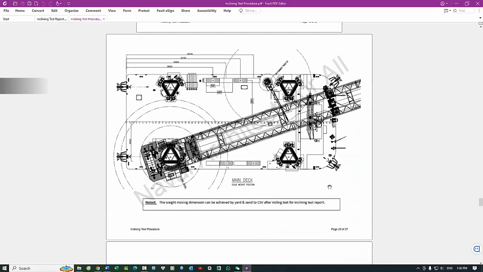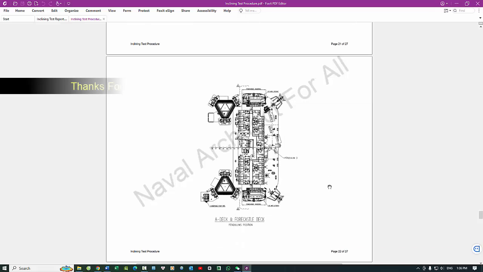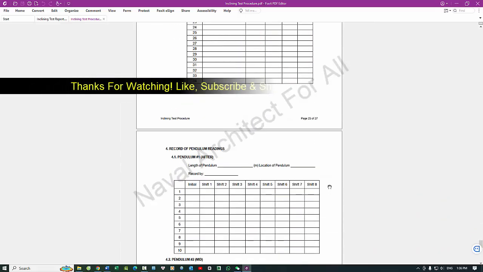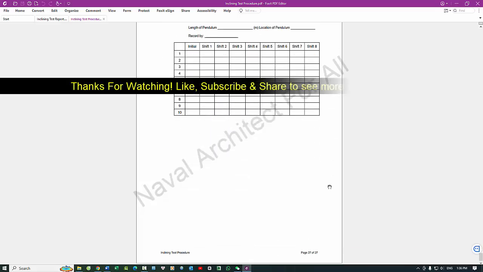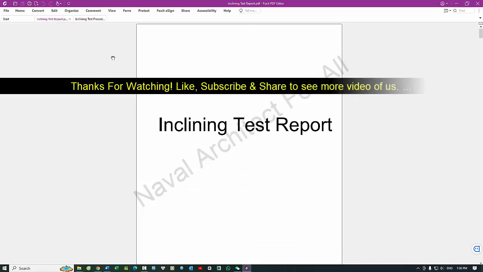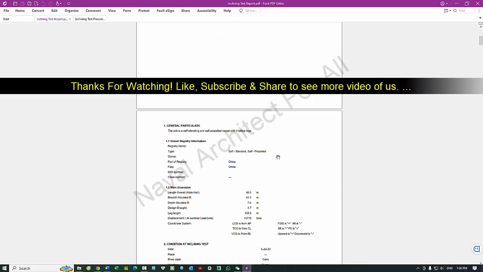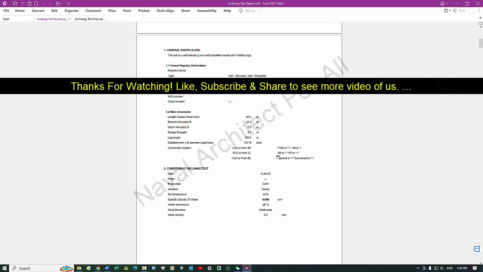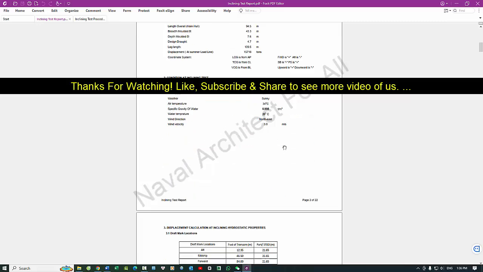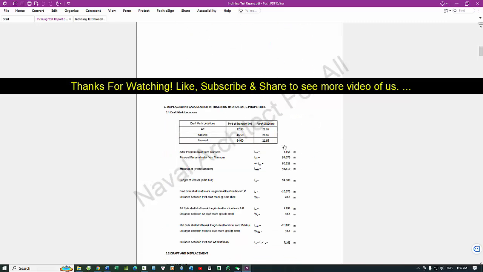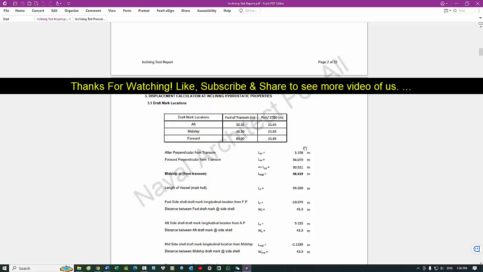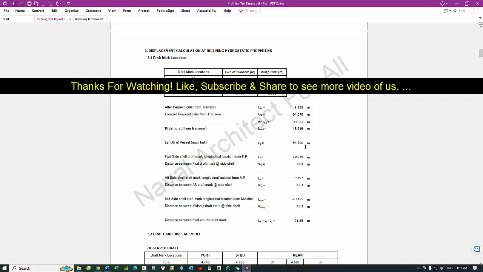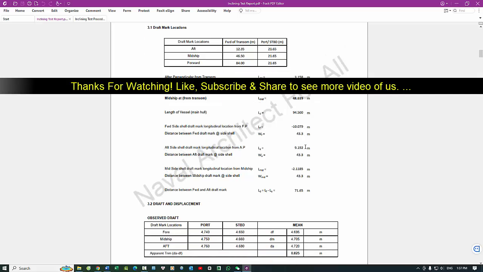3. Assess stability and safety. The test ensures that the ship meets the stability criteria required by maritime safety regulations. This is especially important when modifications have been made to the ship, as these can affect its stability. 4. Compliance with regulations. The test is often required by classification societies and maritime authorities to certify that the ship meets stability and safety standards.